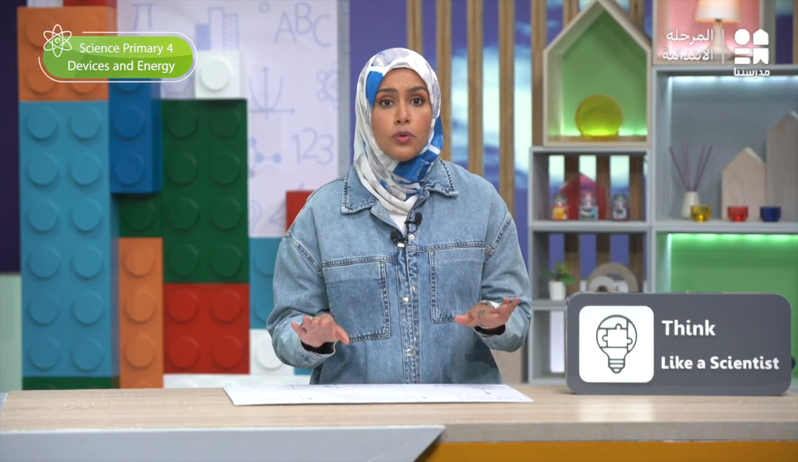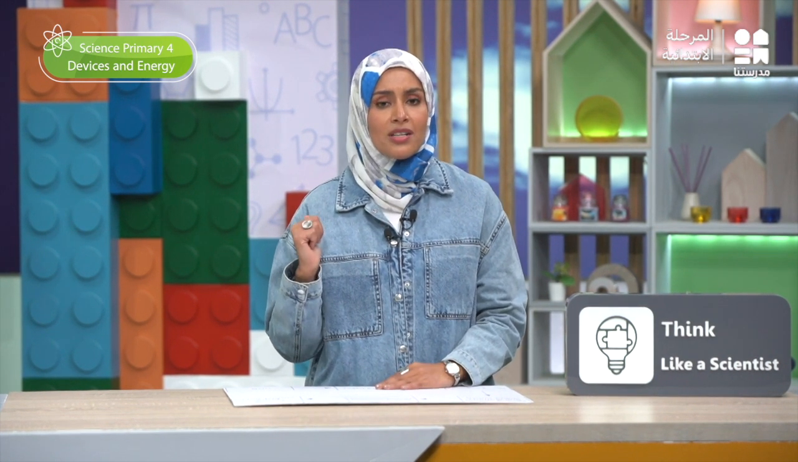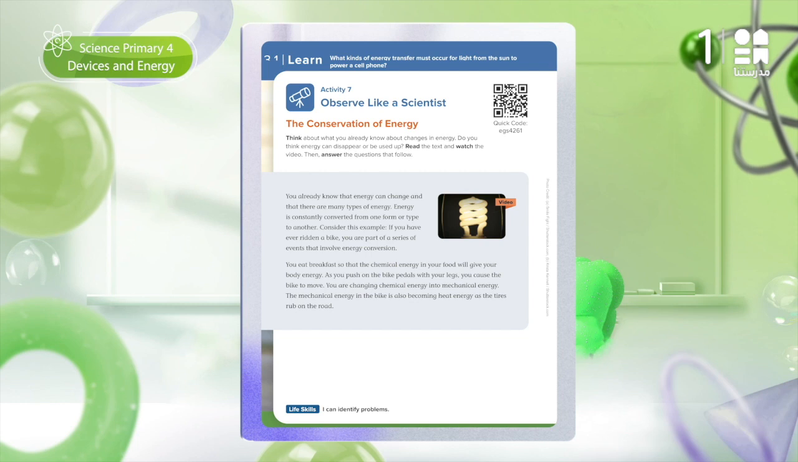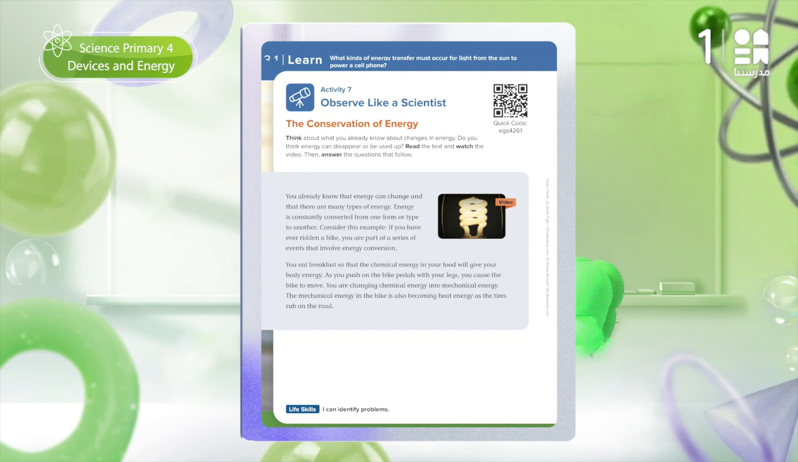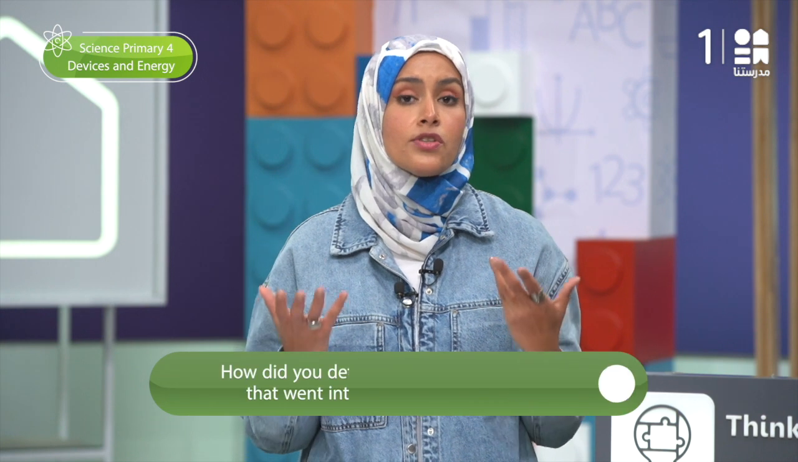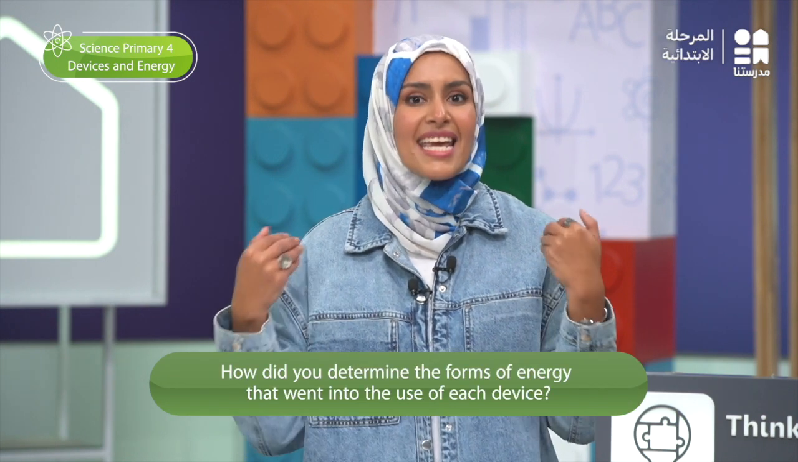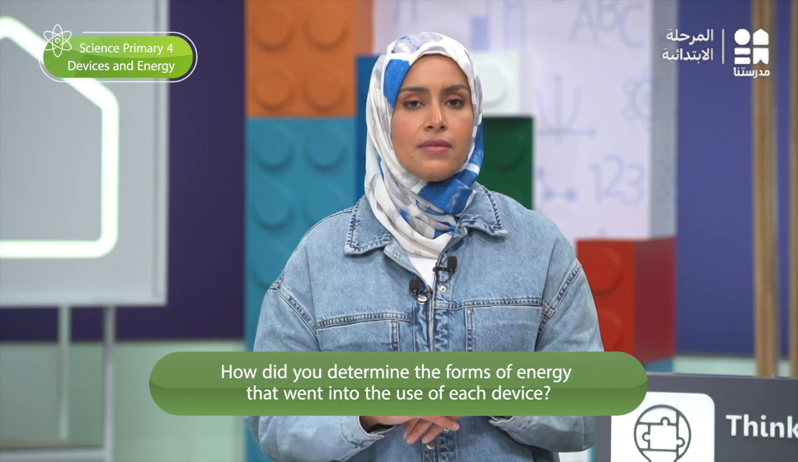I'm sure all of you ready to share their investigation, and as usual, we will return to our book to answer the questions that will help us organize and analyze our thinking. Open your book on page 16. The first question is, how did you determine the forms of energy that went into the use of each device? In other words, what way have you used to know the type of energy that the device needs or used to operate? يعني يا ترى ايه هي الطريقة اللي انت استخدمتها عشان تعرف نوع الطاقة اللي الجهاز بيحتاجها عشان يشتغل.